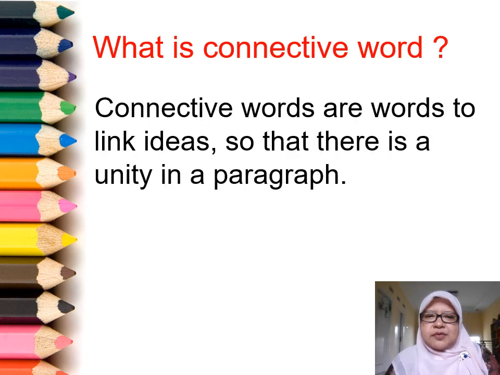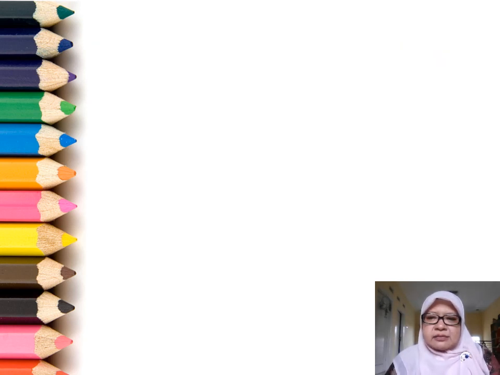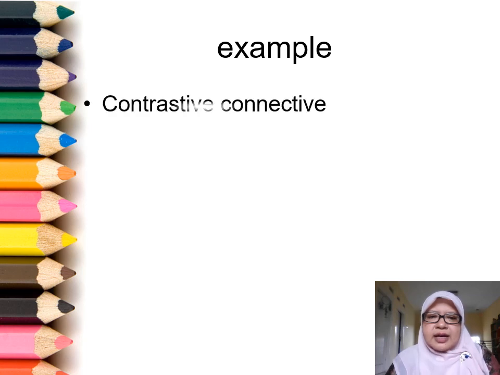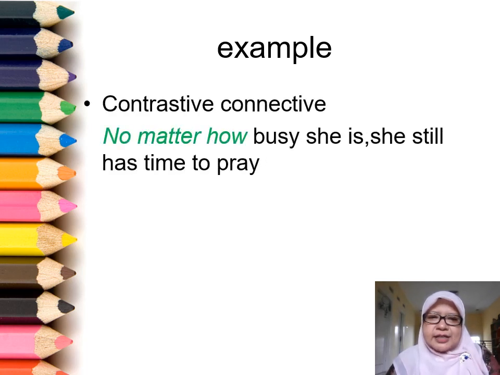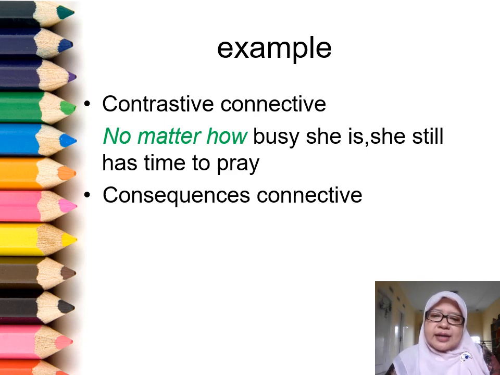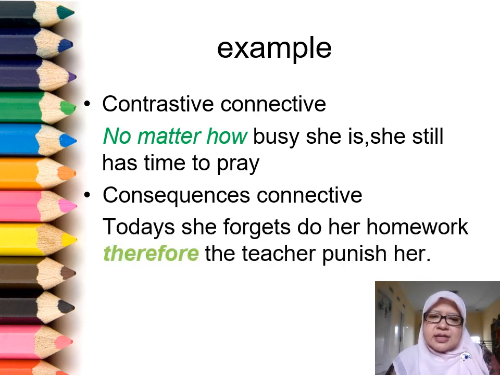And 9, use of adverbs of manner like hopefully, definitively, etc. What are connective words? There are many kinds of connectives in the significant lexicogrammatical features of the discussion text. So what is a connective? Connective words are words that link ideas so that there is unity in a paragraph. For example, contrastive connective: no matter how busy she is, she still has time to pray. Consequence connective: she forgot to do her homework, therefore the teacher punished her.